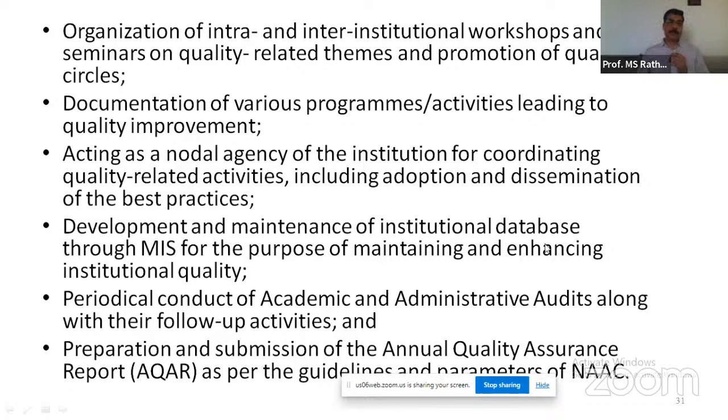Then development and maintenance of the institutional database through a management information system for the purpose of maintaining and enhancing institutional quality. Periodically conducting the academic and administrative audits, with follow-up activities. Once the audit is conducted, what is the outcome, and what would be the follow-up? If shortcomings are noticed, what is the mechanism to resolve them to further enhance quality? Then submission of the AQAR. AQAR is the Annual Quality Assurance Report, which is to be submitted once the institute is accredited by the NAAC in the first cycle, and in subsequent cycles it is mandatory to submit the AQAR every year.